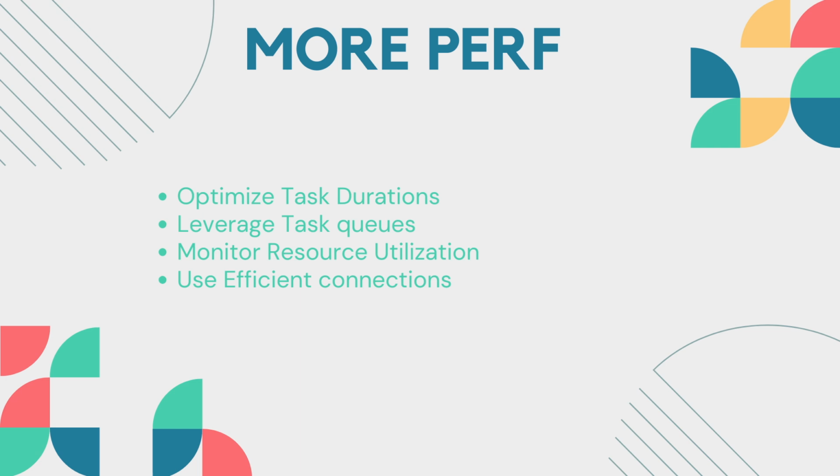Then you have to leverage task queues, using separate queues for resource intensive tasks to isolate their execution. This would help you to better utilize all your cluster resources as well as make sure that one resource intensive task doesn't take over all your environment. Then the third one is monitor your resource utilization. Keep an eye out on CPU and memory metrics to identify workers that might need scaling.